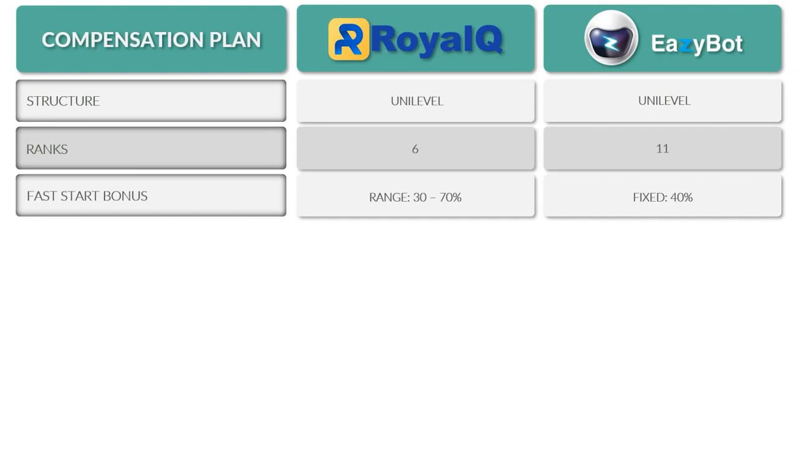With EazyBot, it's fixed at 40%. Even if you're a free member, even if you're a paid member, and that's one of the nice things about EazyBot, you can come in as a free member and you get the same commissions throughout the compensation plan as a VIP member. They really have designed it for everybody to win. And 40% on that VIP is quite nice. It's a $400 commission that's going to repeat annually.